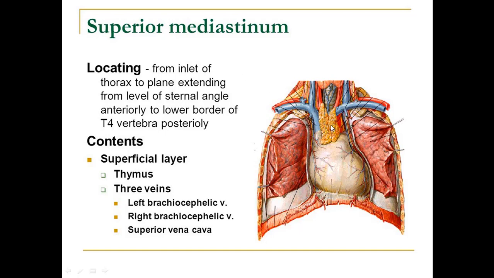Other than the thymus, we have major vessels. We have the left and the right brachiocephalic veins, and when they come together, they form the superior vena cava. Deeper to the veins, we have the subclavian vessels, the right and the left.